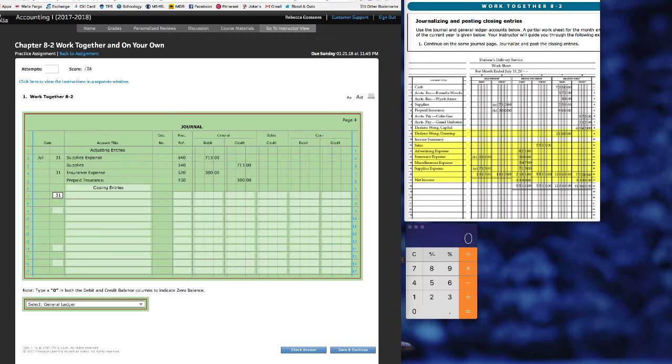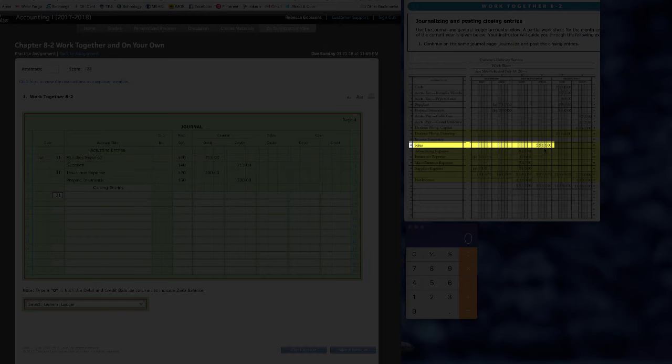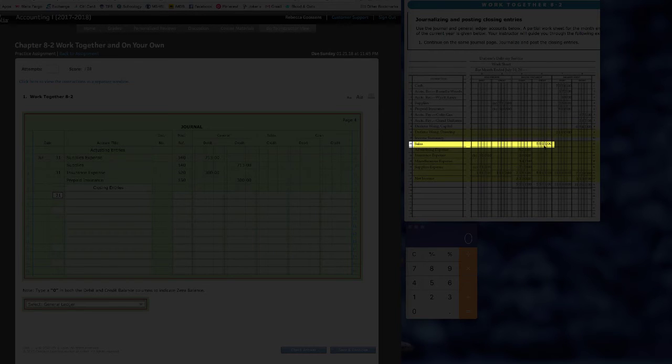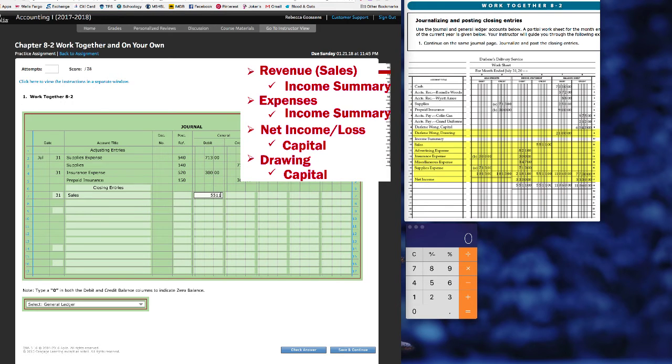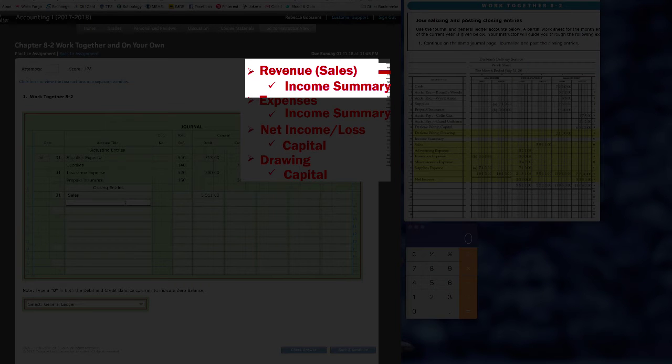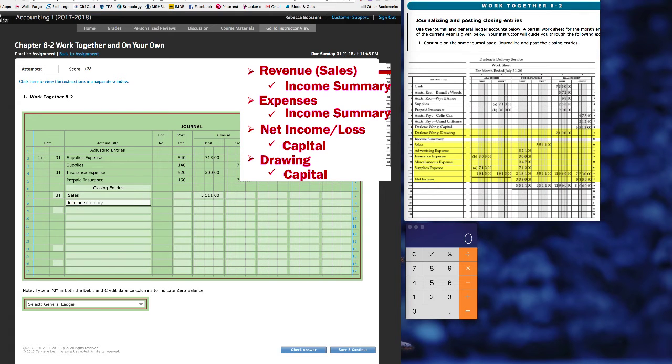The first account under income summary is sales. If I look at sales, it is currently a credit, so I'm actually going to do the opposite. I'm going to make sales my debit, and the debit account gets listed first. So I can do sales, and I'm going to debit the sales amount, which was $5,511. Over here, I've put the little cheat sheet for which account it gets dropped into. Sales gets dropped into income summary, and that becomes our credit, $5,511, right?